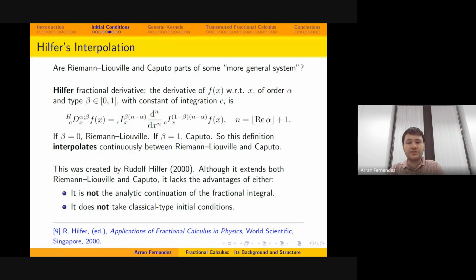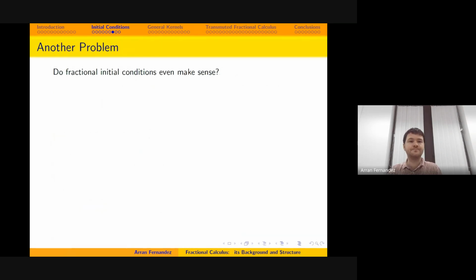And it's a book, you will notice, about applications. So he found applications of this derivative, but it's not really become very popular because it actually does not have the advantage of Riemann-Liouville. It's not the analytic continuation. It also does not have the advantage of Caputo. It does not take classical type initial conditions. So there's no analytic continuation, and also it has fractional initial conditions, even more complicated initial conditions than Riemann-Liouville. So it seemed like there was no particular reason to use Hilfer, no particular advantage. It has had a lot of papers about it, but it hasn't really become a big thing, I would say.